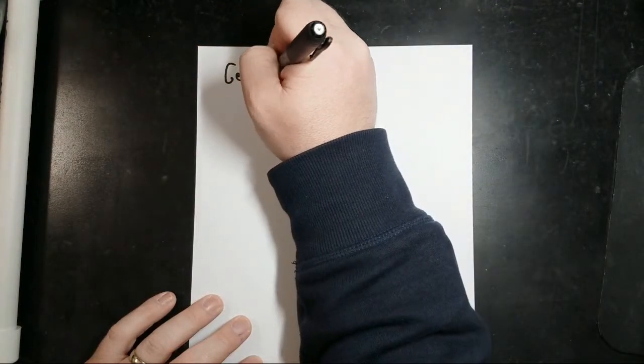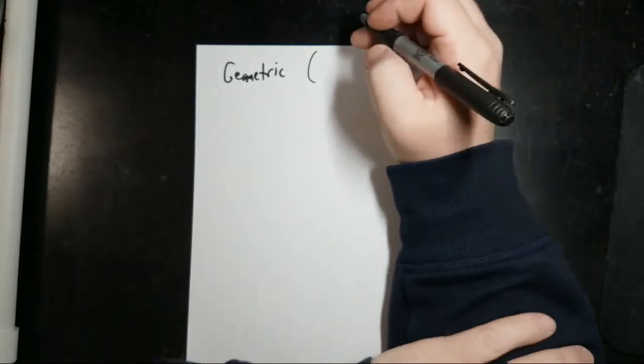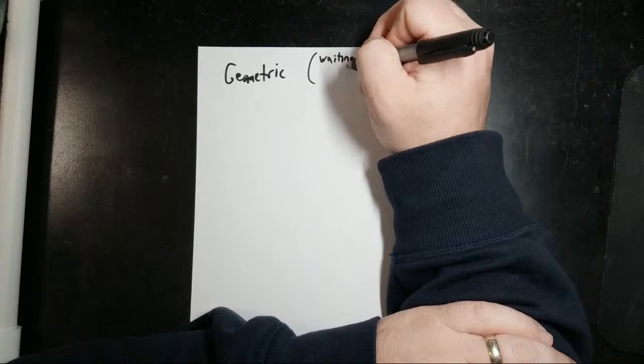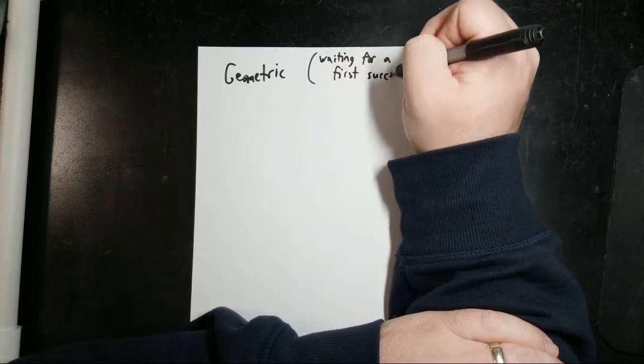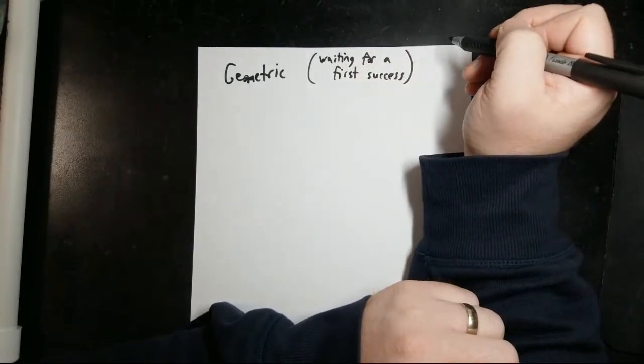Let's talk a little bit more about probability in regards to geometric and binomial distributions. Now, a geometric distribution in general, and I'm just giving key phrases, is waiting for a first success. Typically with geometric distributions, we're waiting for a first success.